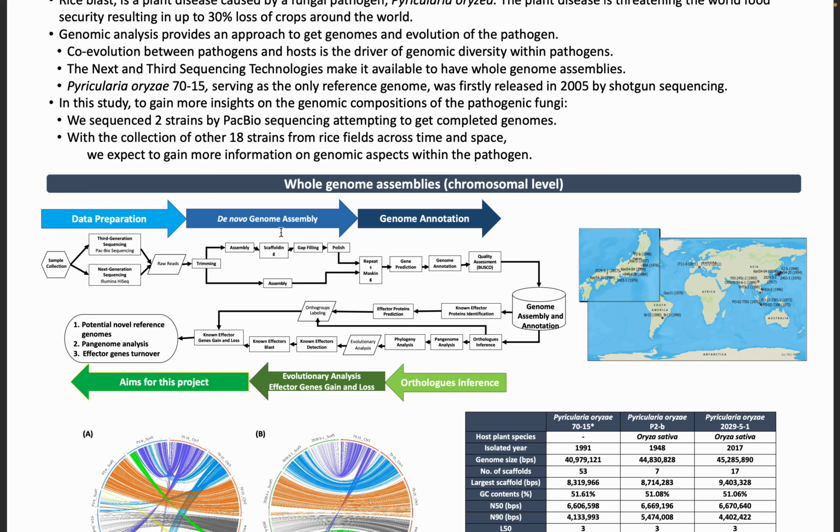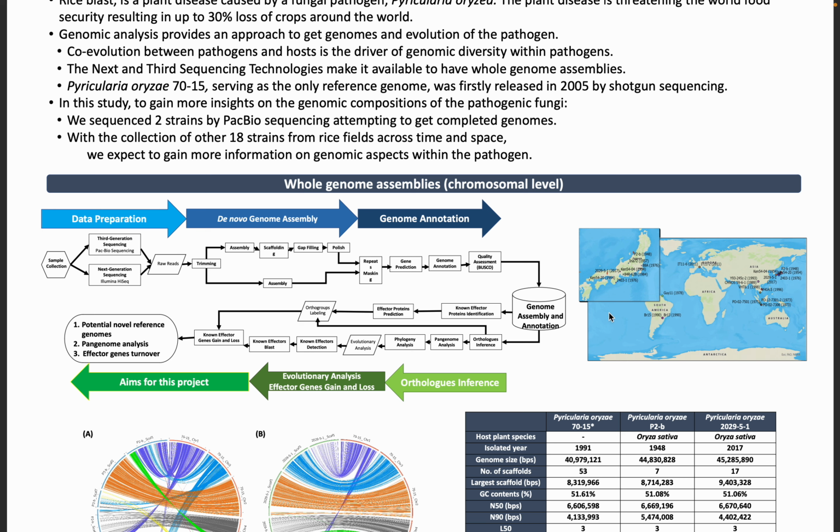Based on the ortholog inference, we can conduct the evolutionary analysis and try to find effector gene gains and losses. So there are three main aims for this project. The first one is potential novel reference genomes. The second one is pangenome analysis, and the third one is about effector gene turnover. The third one will not be talked about a lot in this poster this time, but that is the last point that we want to approach in the end.